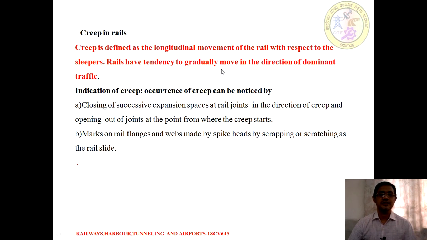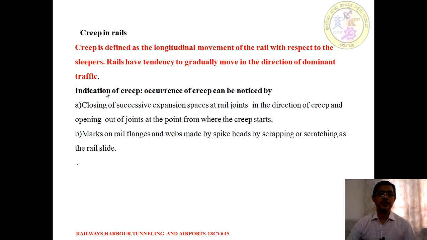Rails have a tendency to gradually move in the direction of the dominant traffic. It means it may be in the up direction or the down direction. So wherever we have more and more traffic, in that direction we expect the dominant creep. So this is the definition of creep.